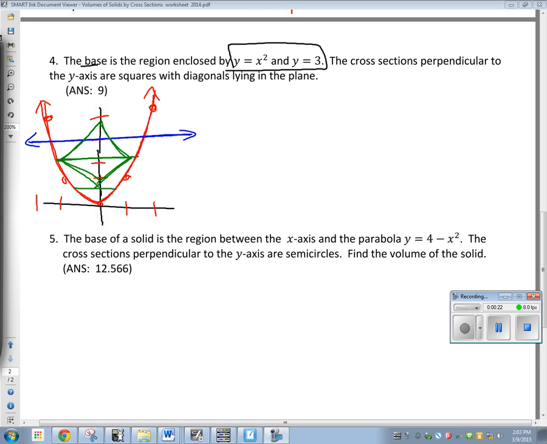They're perpendicular to the y-axis. So I would keep drawing them like this as I went, and you'd have more and more and more, but your lines would go perpendicular. You'd go across the y-axis.